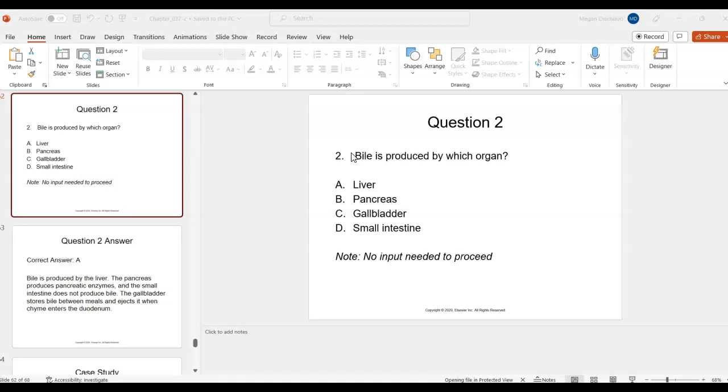And what I mean by that is I literally go word by word. Bile. So the first thing that I do is I review in my head, where is bile made? Where is it stored? What does it do? And then "is produced." This is a key word. Not stored, not dumped into. Where is it produced? By which organ? So we're looking at the organ that creates the bile itself.